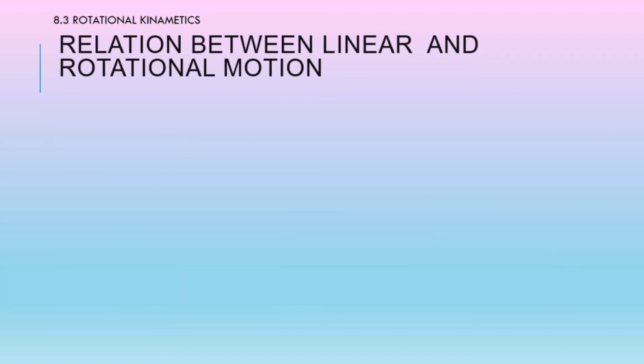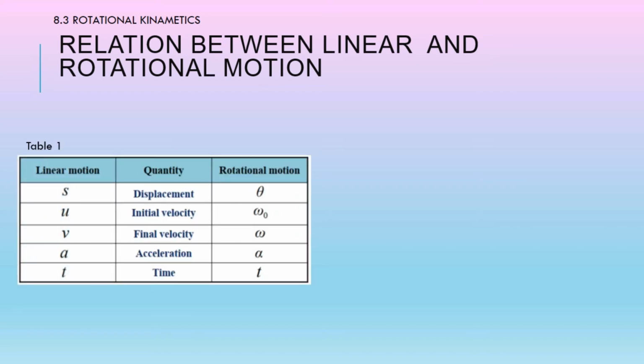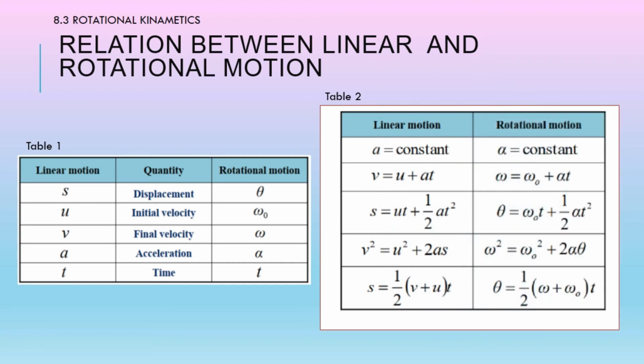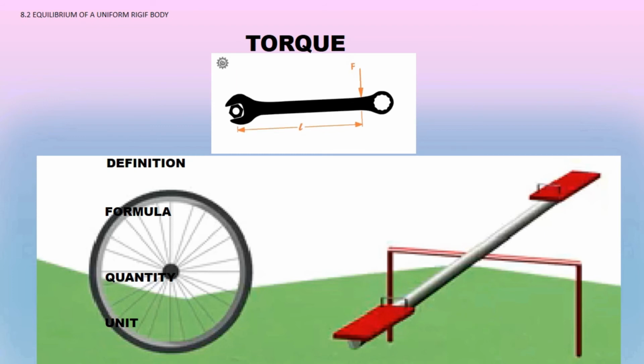We continue with the relation between linear and rotational motion. Table 1 shows the quantities for both linear and rotational motion, while table 2 shows the comparison of the formulas for linear and rotational motion. Do you know how we initiate the rotational motion? Okay, we can do this by generating something that we call a torque.